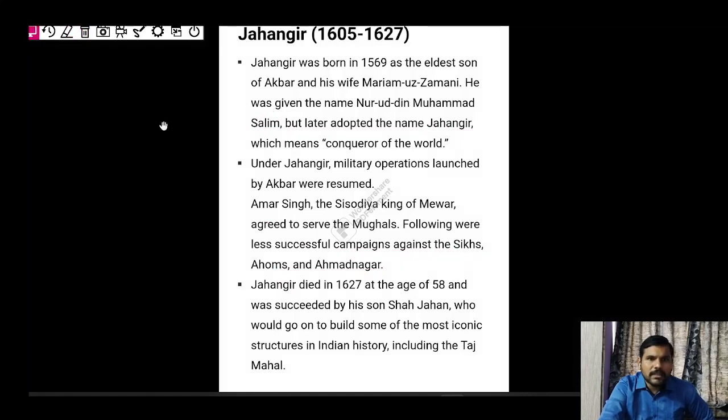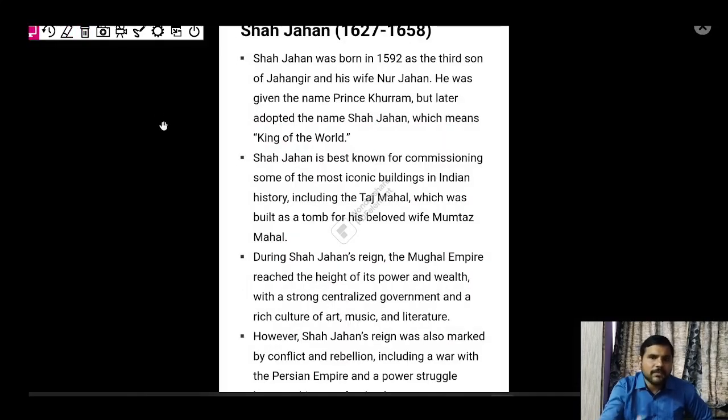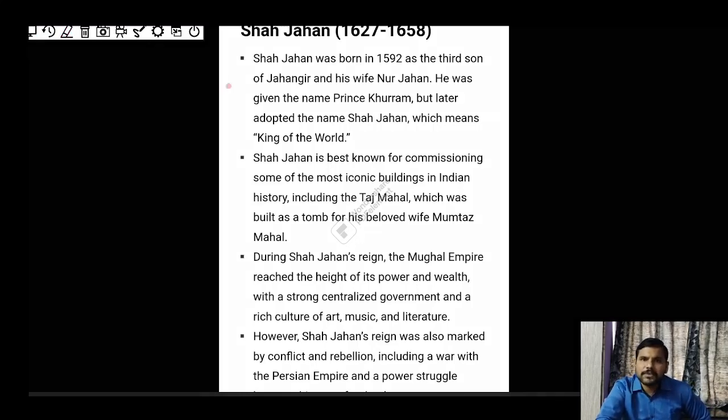As I mentioned, Jahangir is more famous for the introduction of tobacco and also giving farman to Captain Hawkins and Thomas Roe. Shah Jahan, everybody is well aware of Shah Jahan. He is the third son of Jahangir, and Jahangir's wife is Nur Jahan. Shah Jahan's name was Prince Khurram. Jahangir's name was Salim, and Shah Jahan's name was Prince Khurram.